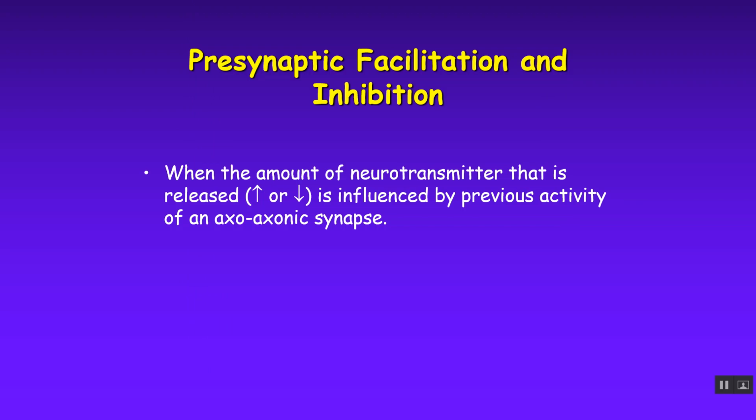Now we'll talk about the concept of presynaptic facilitation and inhibition, another way to regulate the nervous system. It's when the amount of neurotransmitter that is released is either increased or decreased and is influenced by the previous activity of an axo-axonic synapse. Okay?